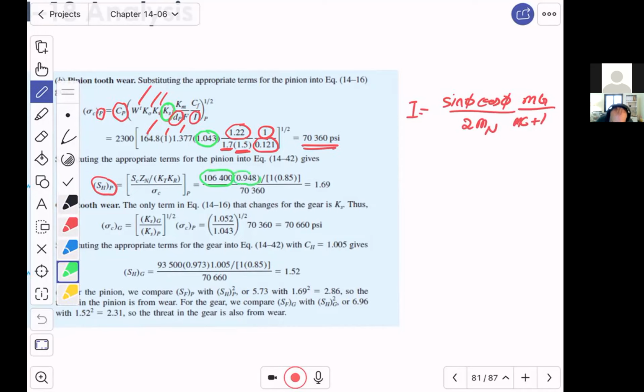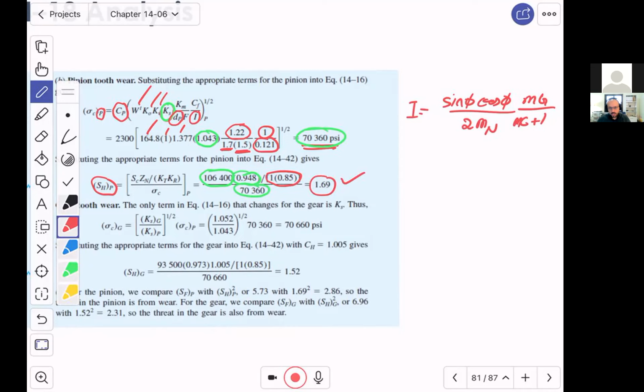Zn is different for the pinion than for the gear, while 1 and 1.85 are the same. So what is sigma C? It's this one, so it is different for the pinion than for the gear. And there we go. What did we get? We got the factor of safety.